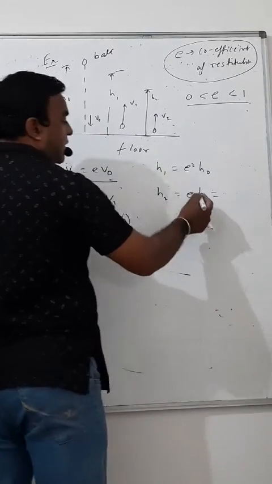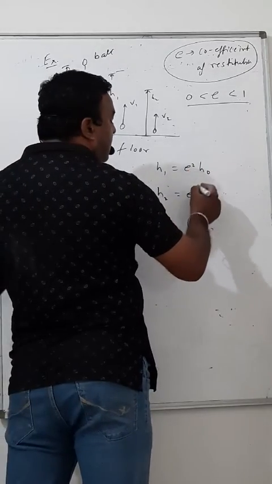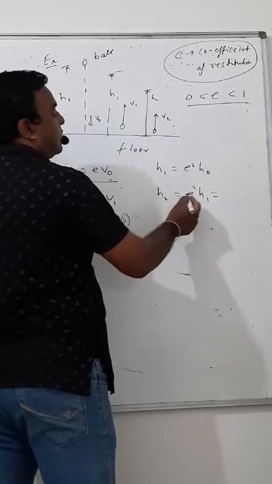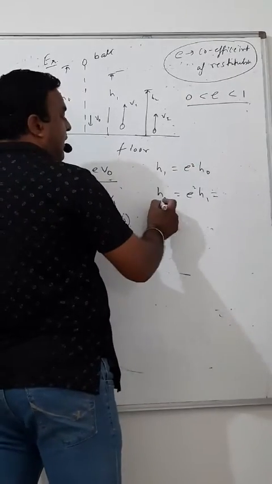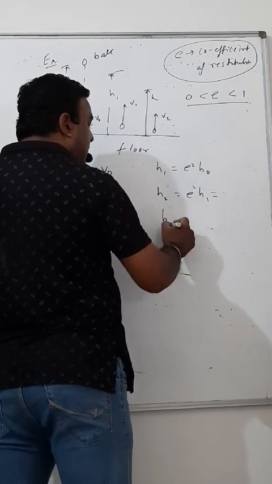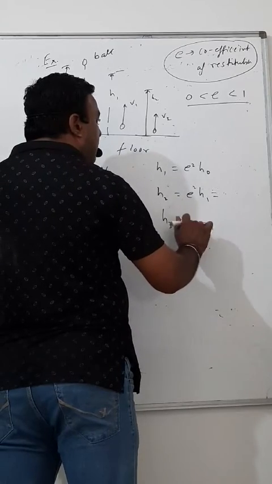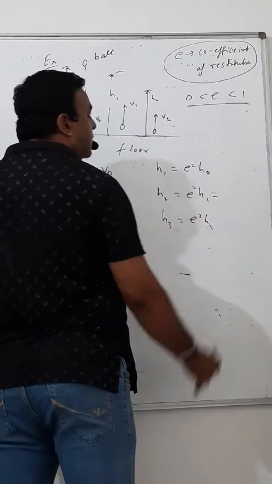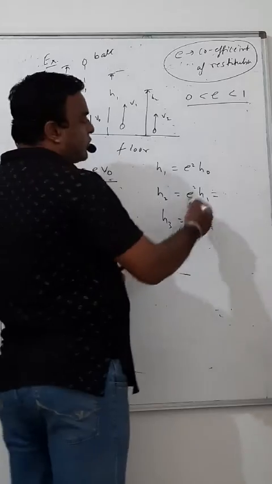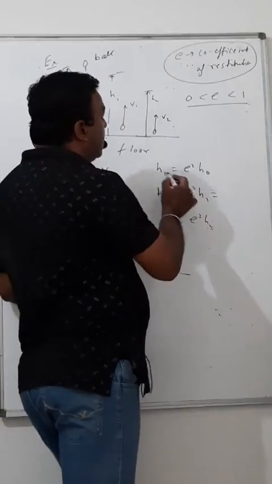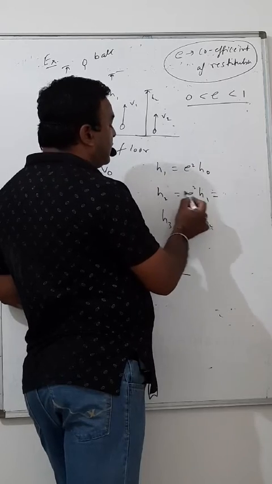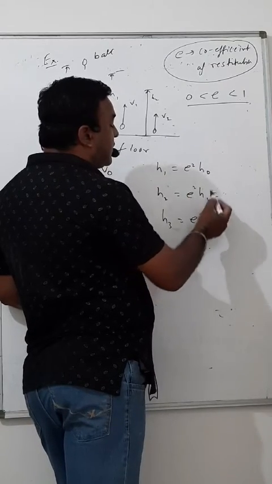Here it is H1 and e square. Sorry, it was H2 equals e square H1, H1 was e square H0, H2 is e square H1, and similarly, now you can guess, e square H2. Square of previous, and this is simple multiplication of e: H1 = e square H0, H2 = e square H1, H3 = e square H2.